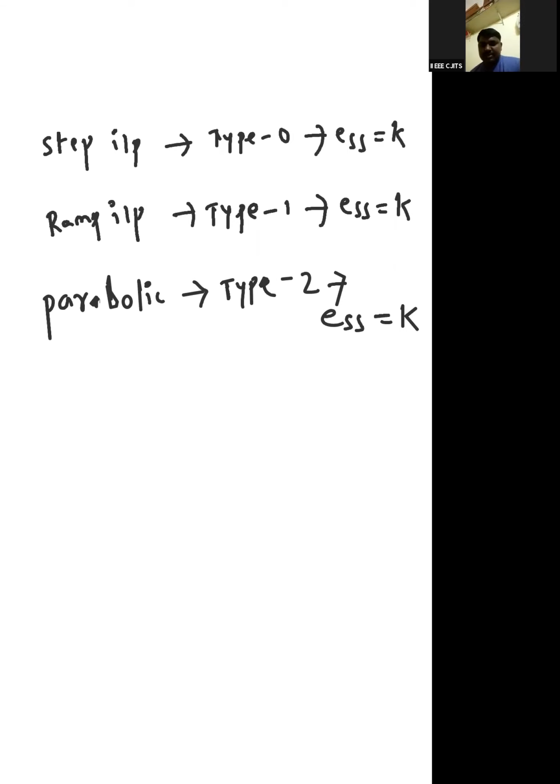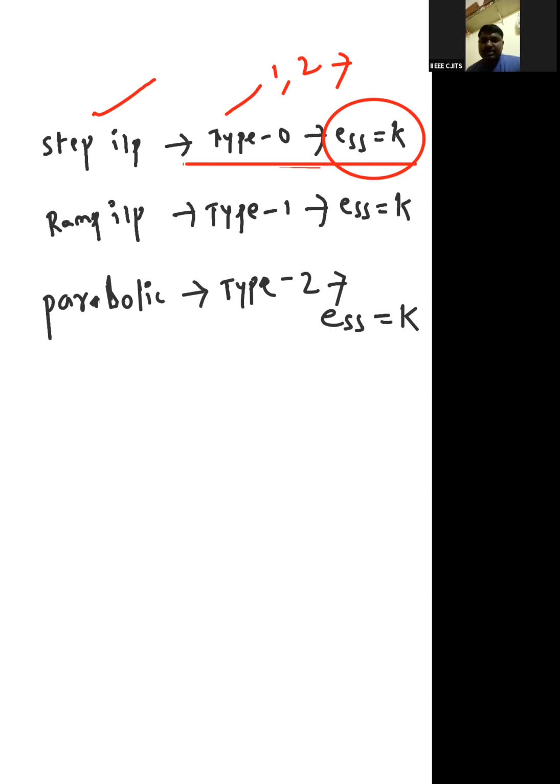So everybody observe, this is a very, very important thing here. The steady state error will be a constant value k only for the step input with type 0. Otherwise, if the input is a step input and the type is 1 or type 2, the error will be maybe 0 or infinity. We don't know exactly, we will discuss it in the classes. So 0 or infinity.